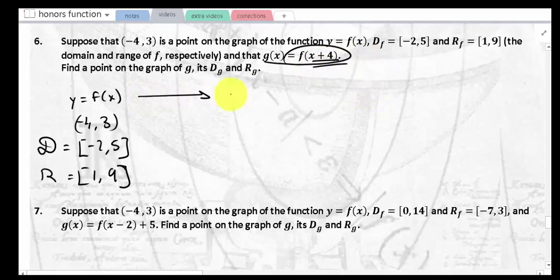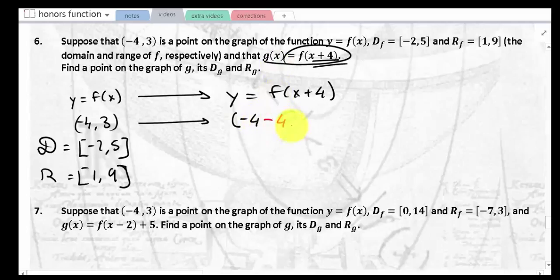So let's see. F of x goes to f of x plus 4. So if you look at the table above, you will see that the point negative 4, 3 goes to, so x plus 4, you want to add 4, right? And that would make you move right, but it's counterintuitive. You have to move left, so you subtract 4. So negative 4 minus 4 right here, and 3. So it goes to negative 8, 3.